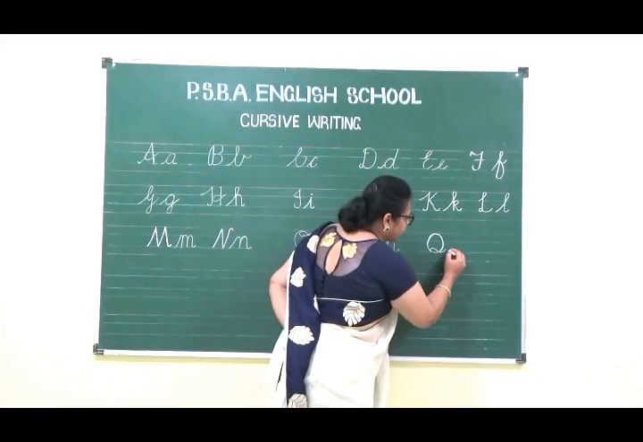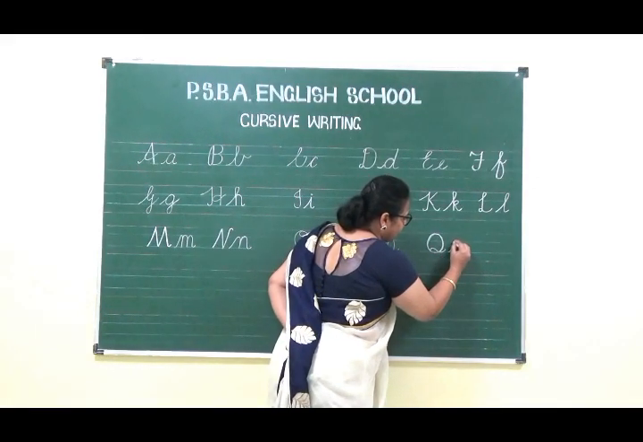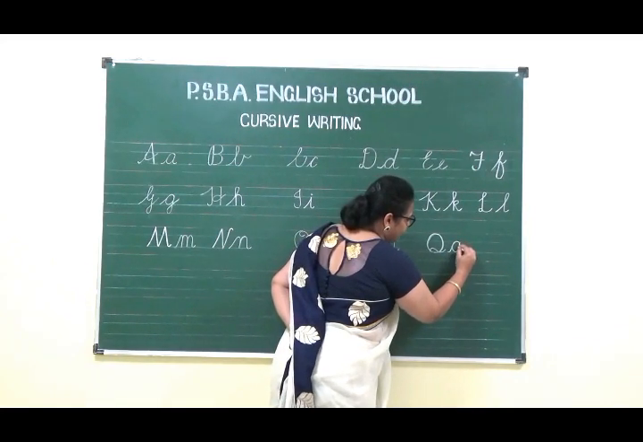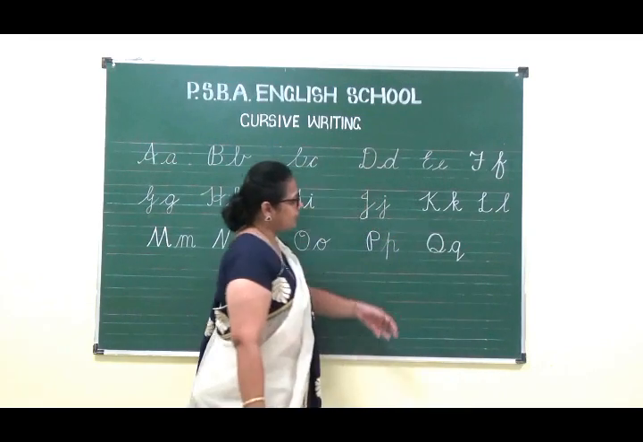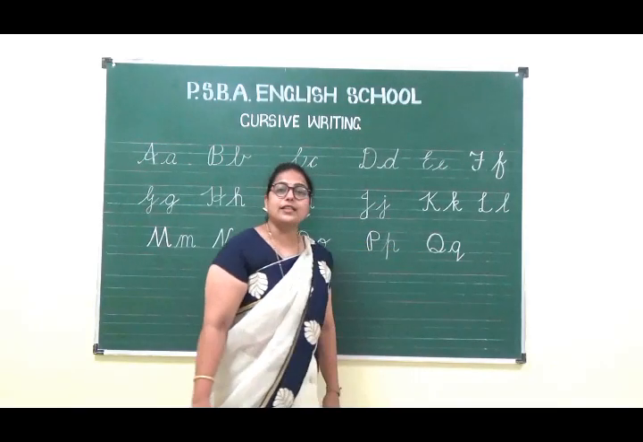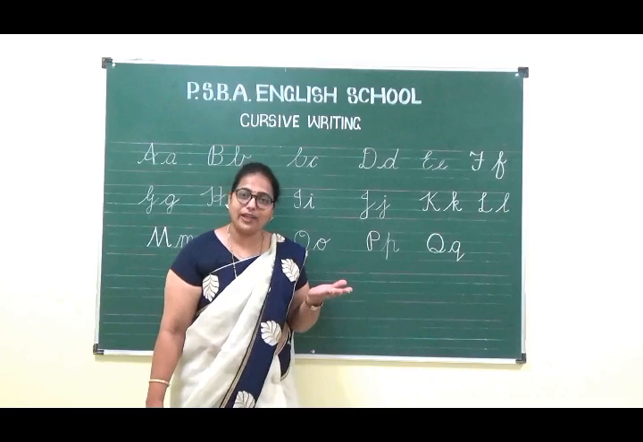And now we'll write the small cursive Q. It goes like this. Come down, go up, come down to the fourth line and the slanting line outside. This is letter Q, small cursive Q. Q says Q, and Q for queen.